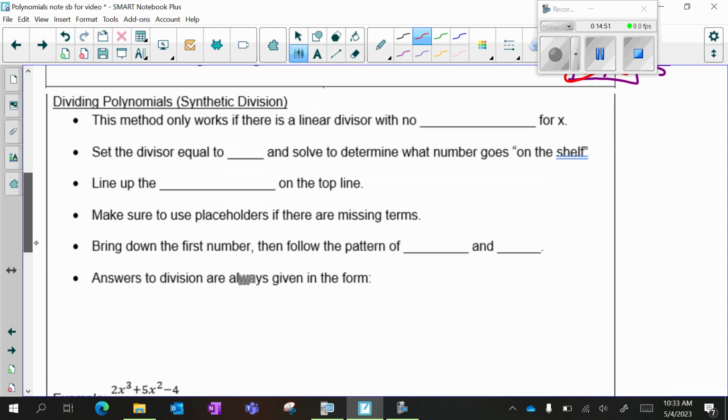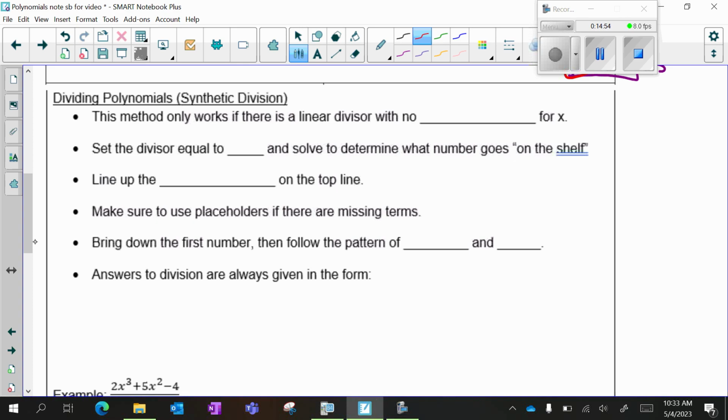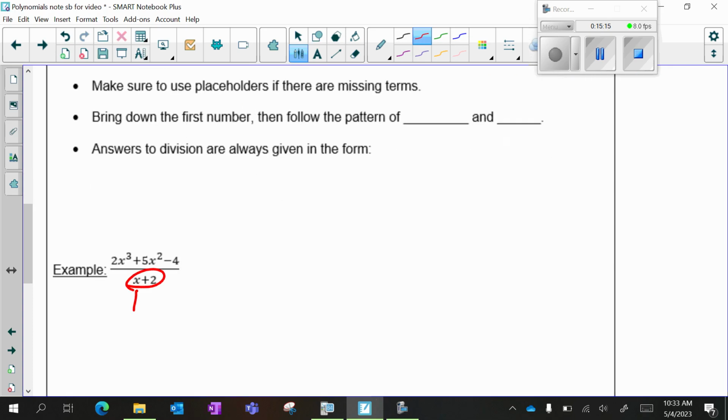Dividing polynomials, we're going to go through synthetic division. This method only works if the divisor is linear with no coefficient for x. There are extra steps for your coefficient of x, which we're not going to go through right now. You're going to set your divisor equal to 0 and determine the number that goes on the shelf. So let's look at the example. This is my divisor. So x plus 2 equals 0, x equals -2. That's the number that's getting lined up on my shelf.